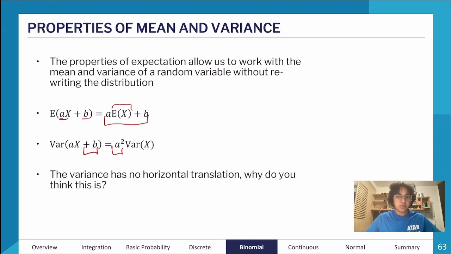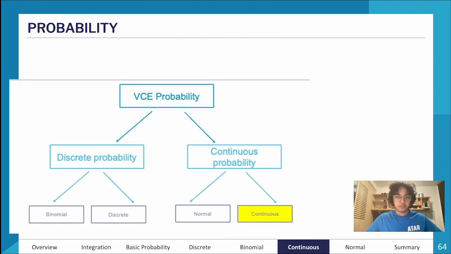I'll give you guys some time to think about this. Drop your answer in chat, or your guess. Obviously, there's no penalty for getting the wrong answer. It's just a good idea to brainstorm as to why variance could have no horizontal translation. I'll answer that question on the day, so just chuck it in chat. If you are rewatching the recording from the day, I'd recommend taking some notes of that.